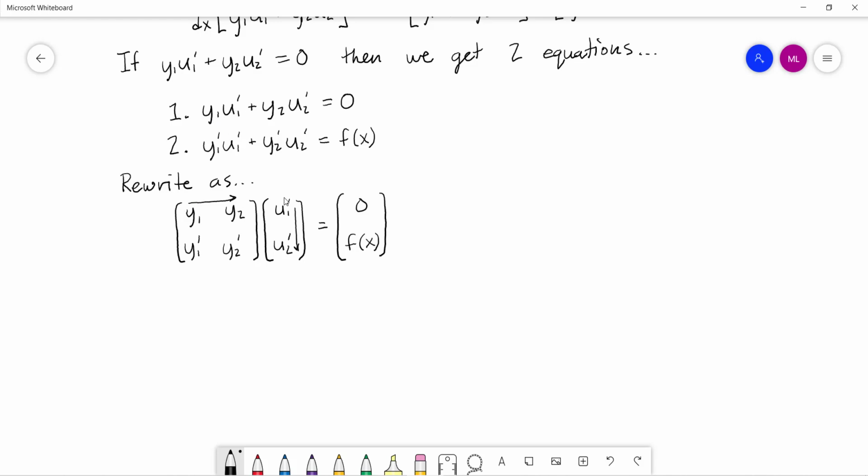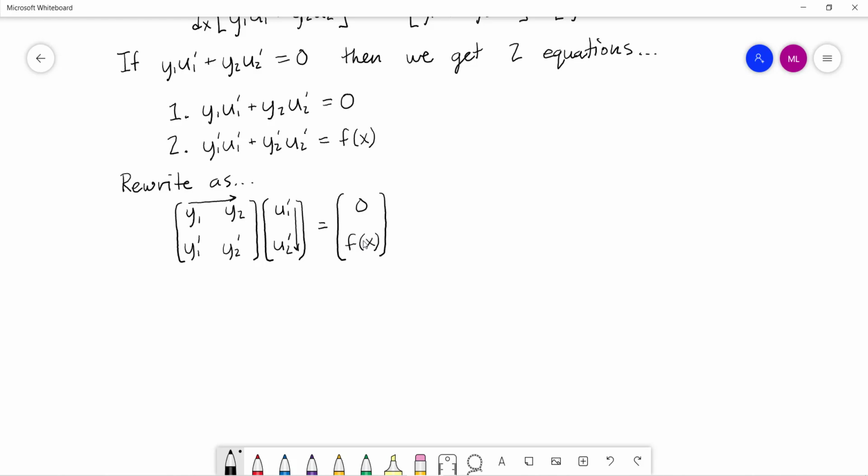So the top row times this column, you can think of this as a vector, and we're taking the dot product of this vector and this vector. This times this plus this times this should equal this. And that's the equation that we've got up here. The second equation is this times this and this times this. So y1 prime times u1 prime plus y2 prime times u2 prime is equal to f of x. Across here, down here, and that gives us the top entry. Then you go across here and down here, and that gives us the bottom entry.